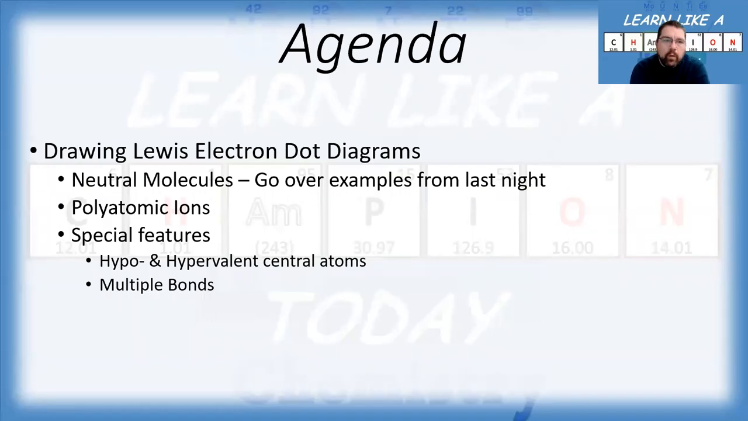All right, so we're going to continue our discussion of Lewis electron dot diagrams by taking a look at the 6 examples that you were asked to work on following watching the introductory videos on Lewis dot diagrams yesterday. And so we'll take a look at those 6, go over them briefly.